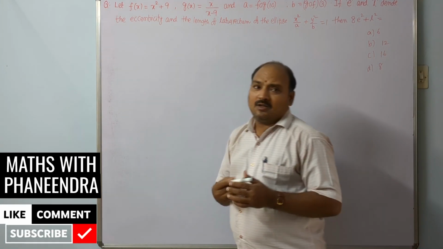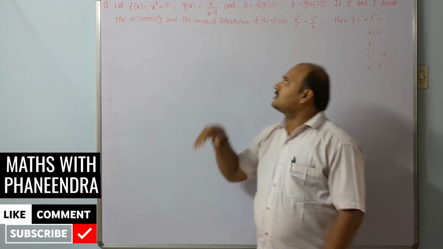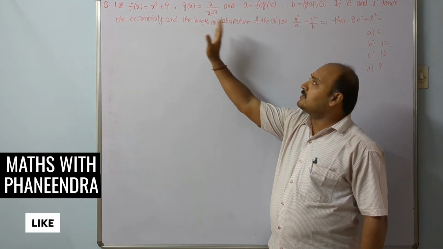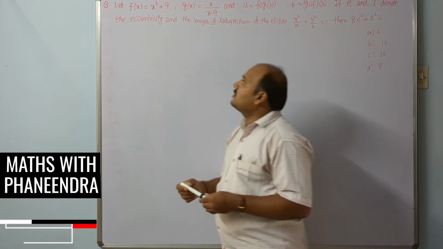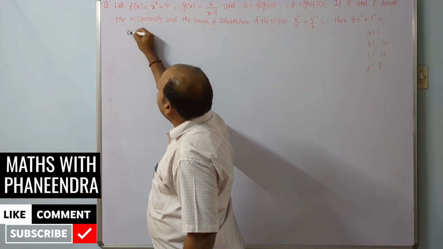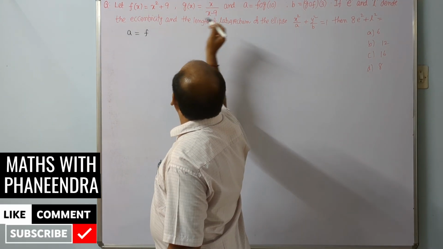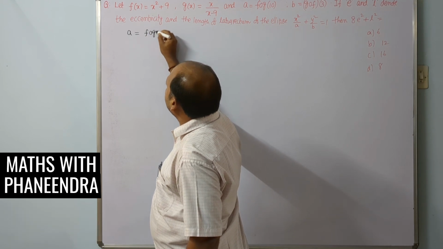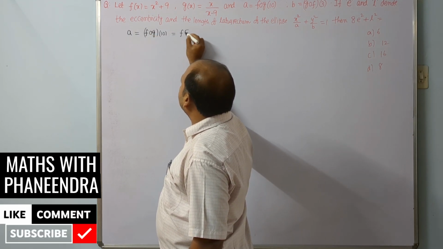See the question here, the question is not directly from the ellipse. It is asking from functions as well as ellipse. So first we need to calculate the values of a and b. a is equal to (f∘g)(10). f∘g of 10 means f of g of 10.